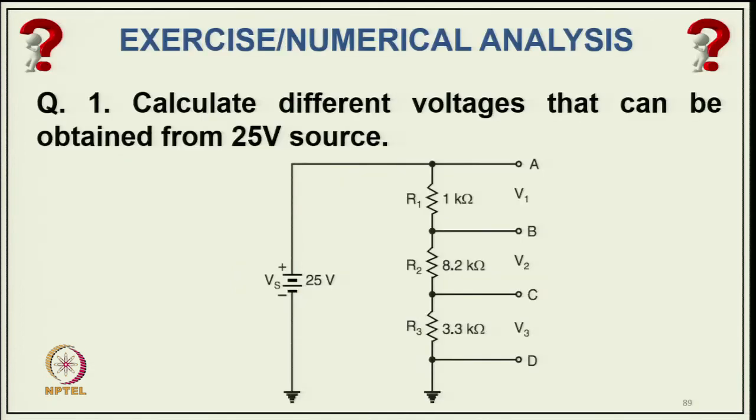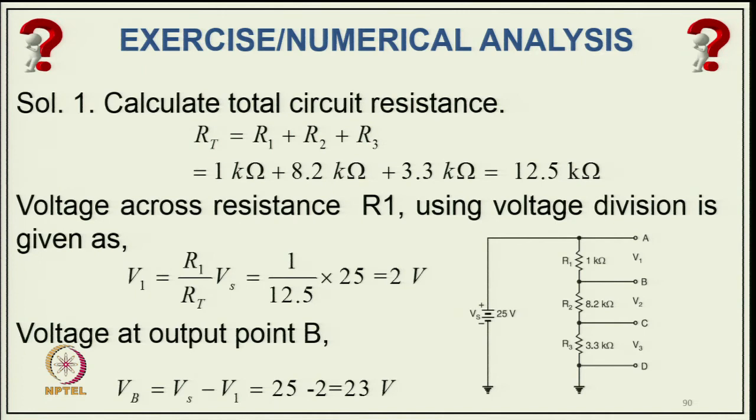Calculate the different voltages that can be obtained from the 25 volt source across the different terminals, starting from D, C, B, A. Here we calculate the total circuit resistance, R1 plus R2 plus R3, which is 12.5 kilo ohm. The voltage across R1 using voltage division is V1 equal to Vs upon RT, that is the current in the circuit, multiplied by R1. That is 1 upon 12.5 into 25, which is 2 volt, and the voltage at point B will be Vs minus V1, that is 25 minus 2, 23 volt.